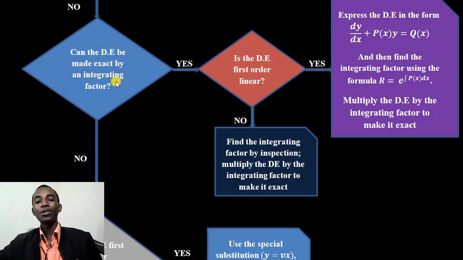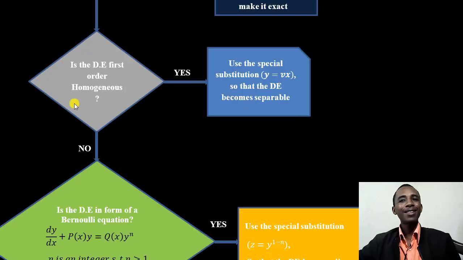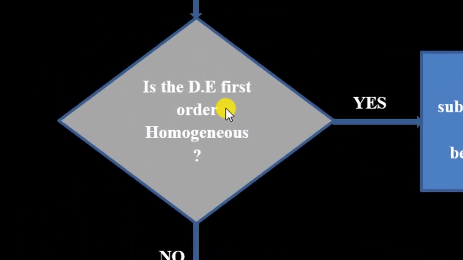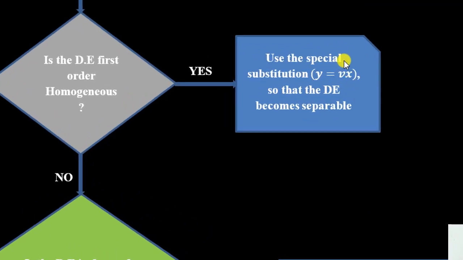Now, if the differential equation cannot be made exact even by multiplying it with an integrating factor, then the next question you want to ask yourself is whether the differential equation is homogeneous. Homogeneous in the sense that all terms have the same dimensions. If they have the same dimensions, then we can use the substitution y equals vx or ux, depending on what your teacher calls it.